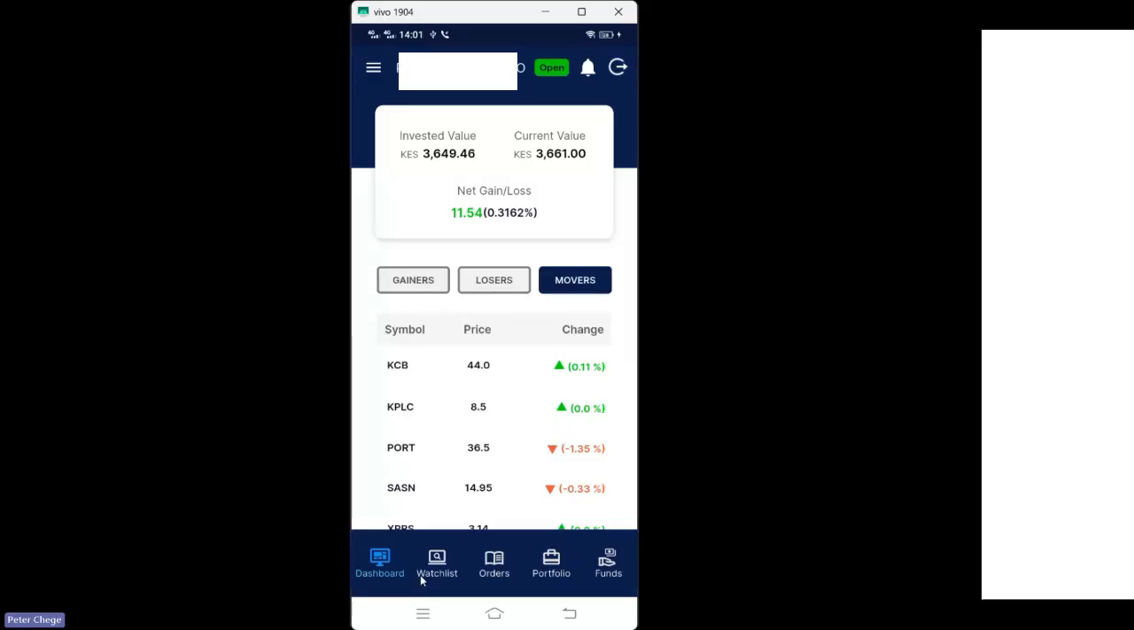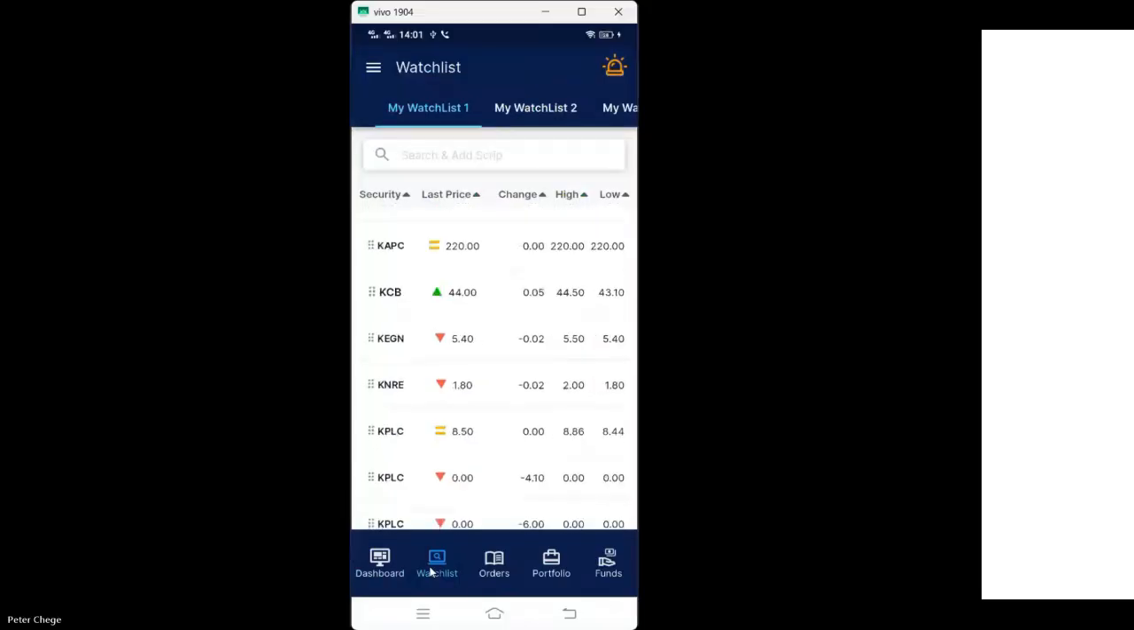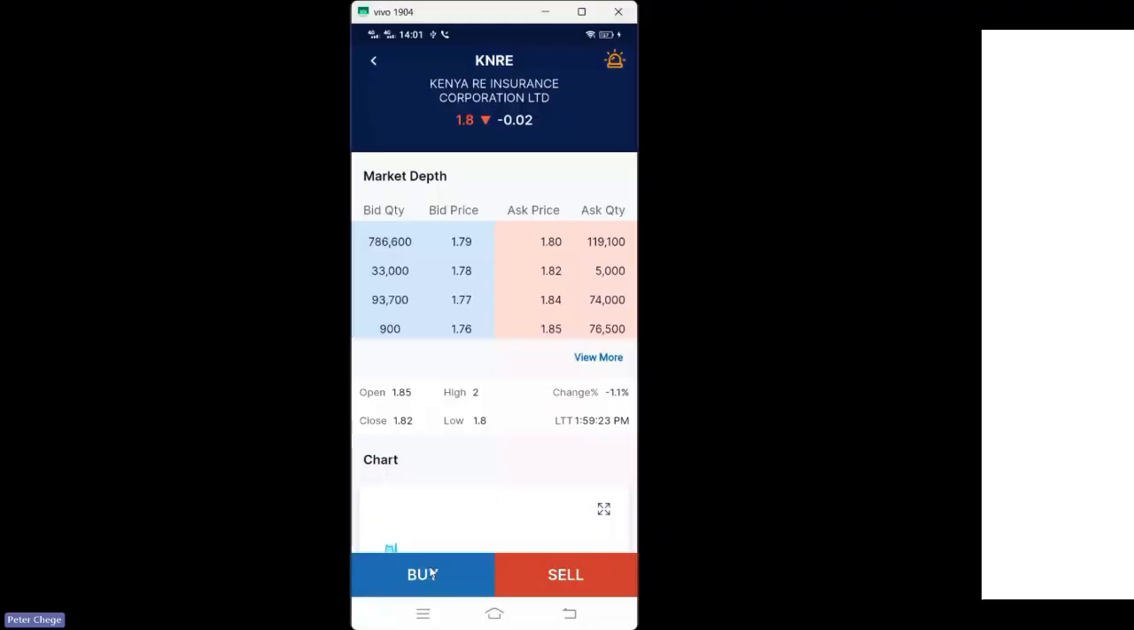So we go to watch list. I hope I've explained that. We will come to notifications. So we go back to watch list. Let me use Kenya Re. Don't want to incur huge cost. Again, it has gone down. So these are secrets. Counters which have gone down, you can buy. Then when they go up, you sell. So we go to Kenya Re. You tap on it, it gives you market depth. This is the screen you need when executing the trade.